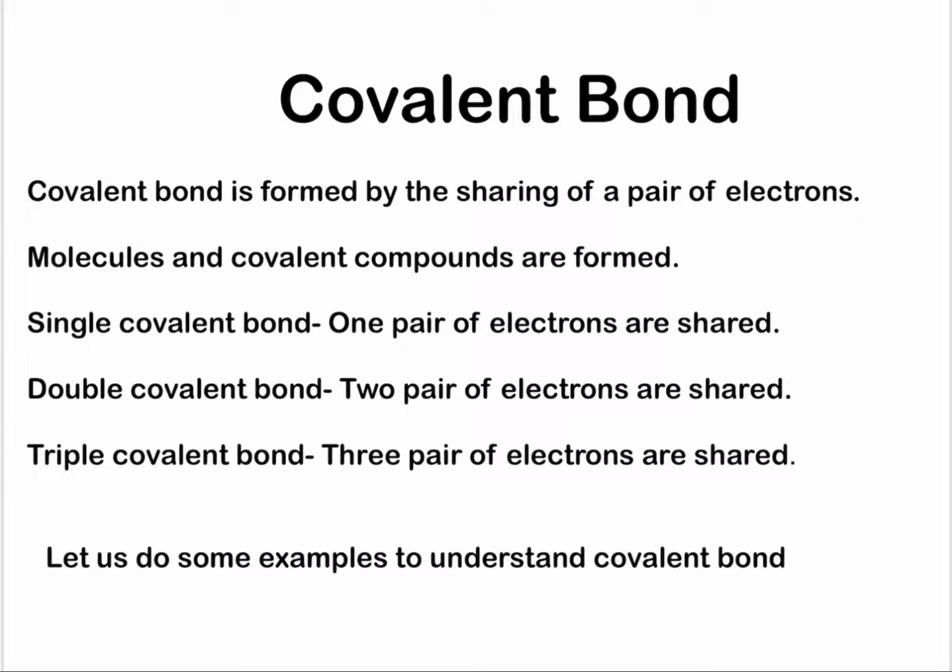Let us do some examples to understand covalent bond. Now, example number one, chlorine molecule. So chlorine comes in the halogen group. Most of the halogens form diatomic molecules, and they form by single covalent bond. Let's draw the structure and understand how bonding takes place in chlorine. Chlorine has an electronic configuration of 2, 8 and 7. Now let's draw the structure of chlorine.